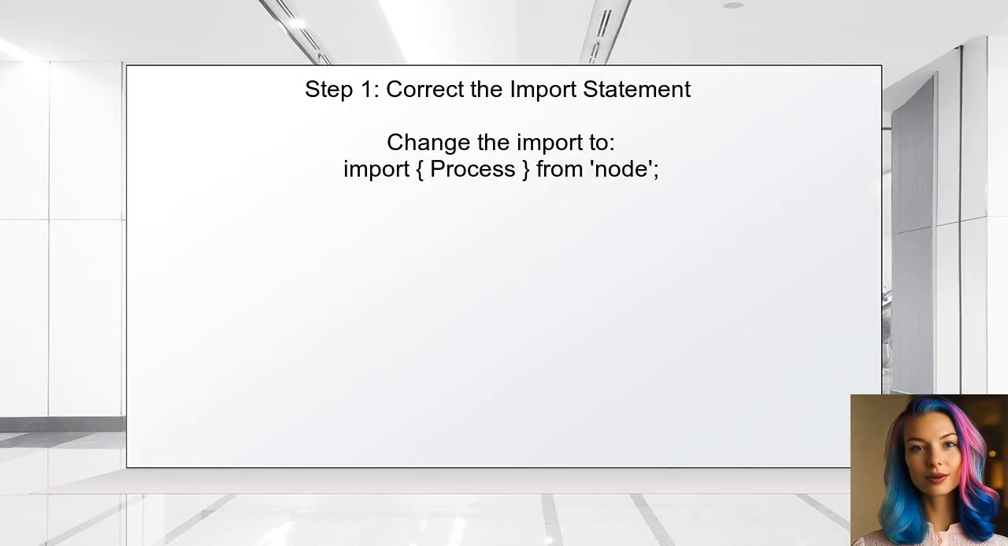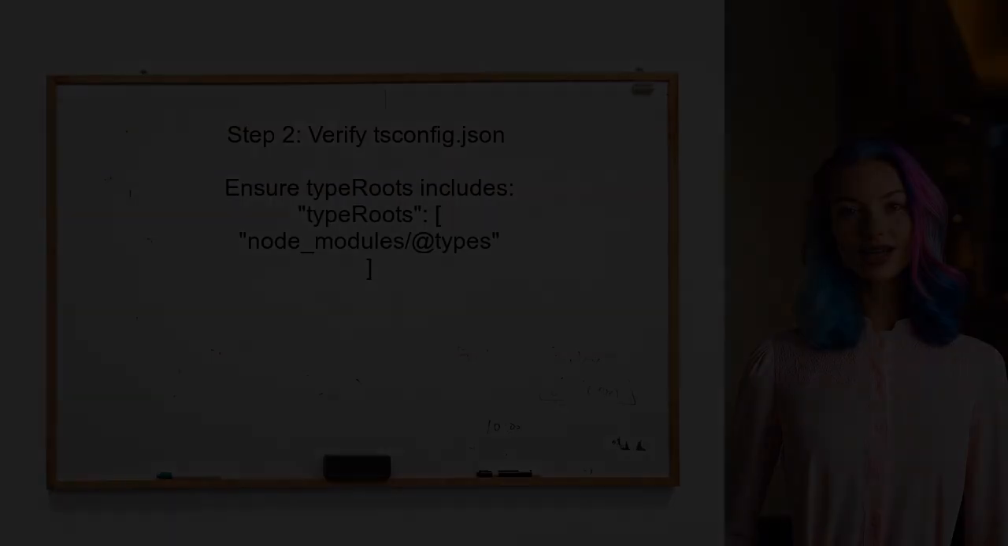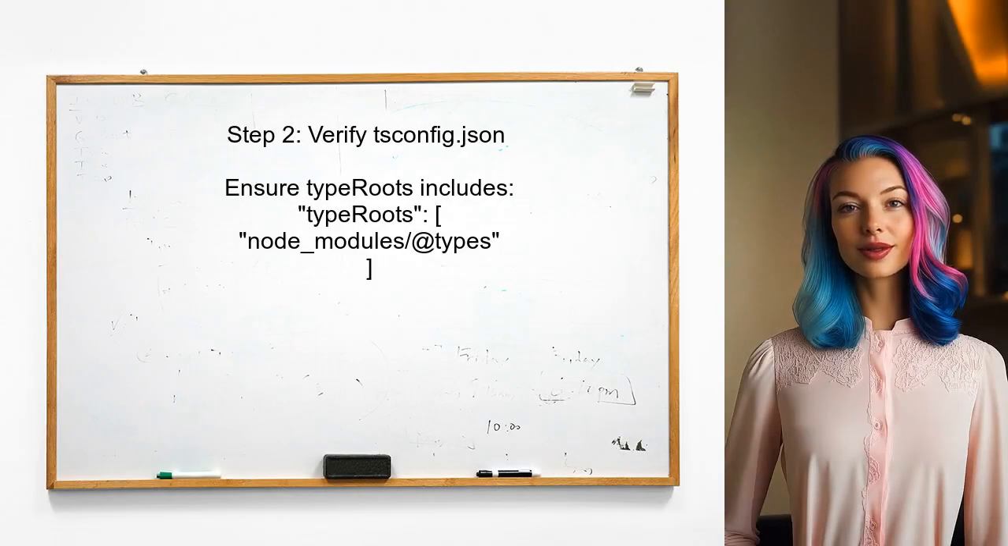To resolve the issue with importing node type definitions, the user should first check the import statement. Instead of importing from @types/node, they should import directly from node. Next, the user should verify the configuration in the tsconfig.json file. The typeRoots property should include the correct path to the type definitions.